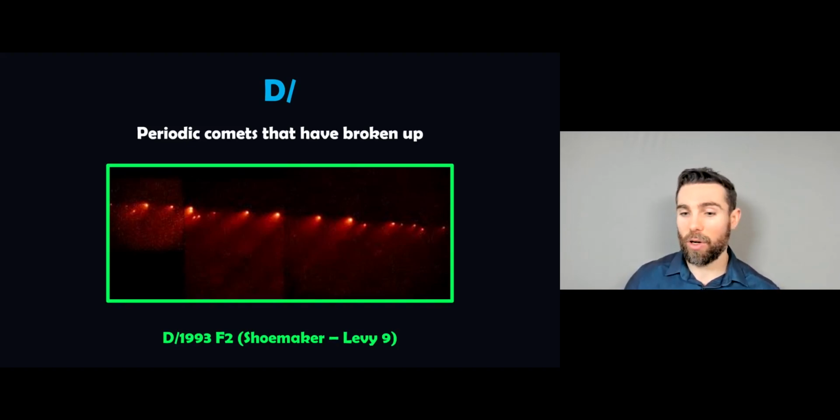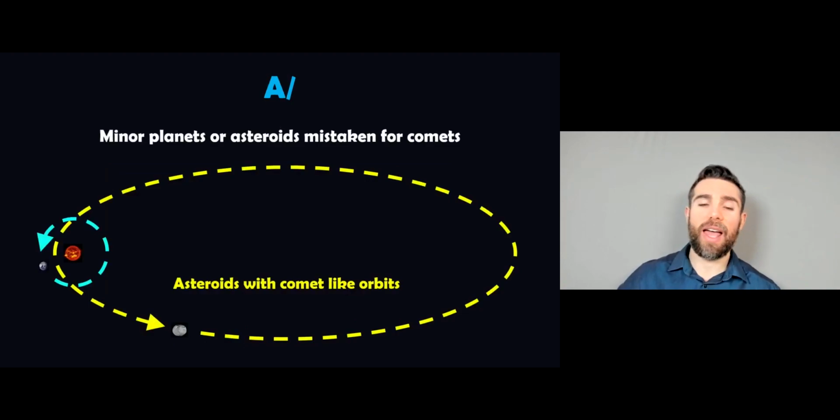They were known to be periodic comets, and a good example here is Shoemaker-Levy 9. That got very close to Jupiter and was pulled apart by its tides. It then impacted Jupiter, actually. So this was an example of a periodic comet that then broke up, and it was called D/1993 F2. You also then have A.